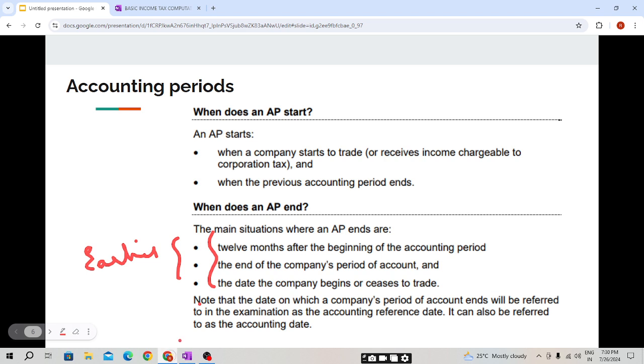So I hope this is clear, students. When does the accounting period start and when does the accounting period end? The accounting period will never be more than 12 months.